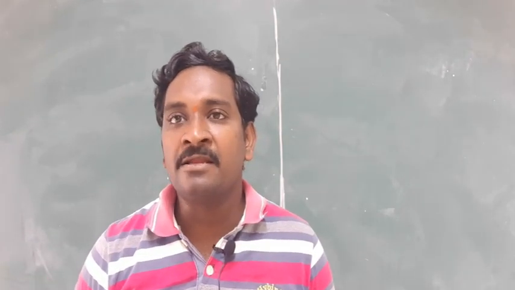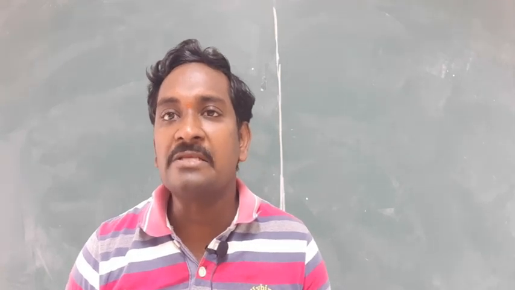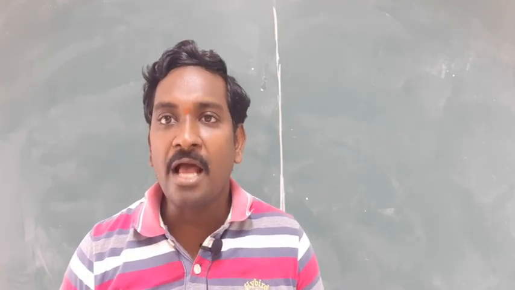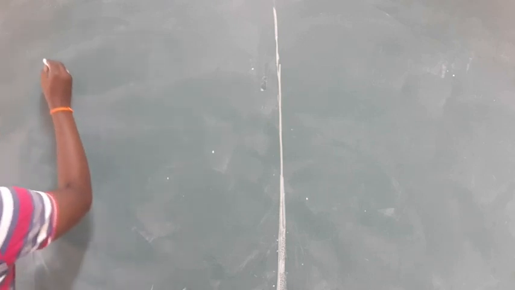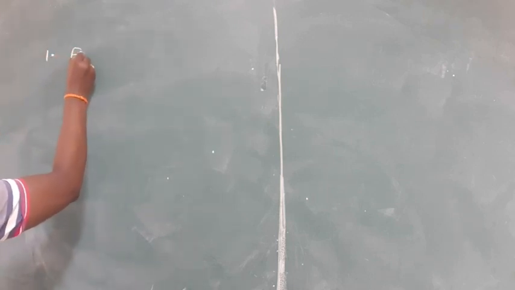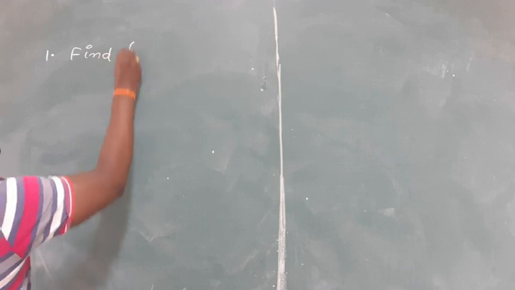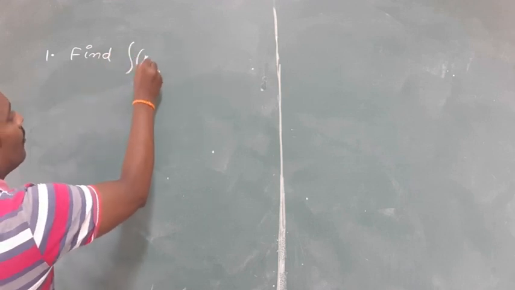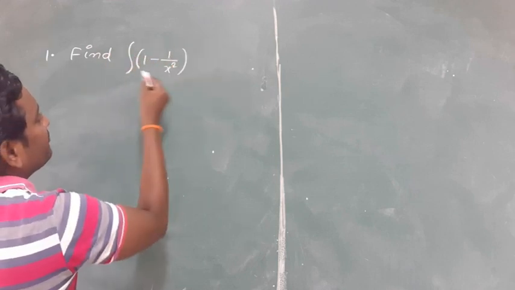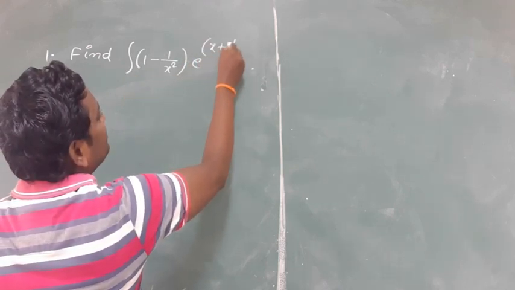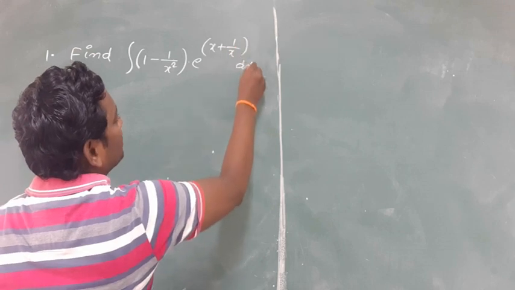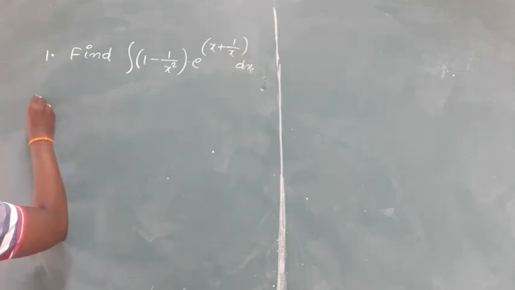In the previous session, we discussed the problems on integration which depend upon the substitution method. Today also I will give some more examples on that method. See the problems. Find the integral of (1 minus 1 by x square) into e power (x plus 1 by x) dx. This is the given problem.